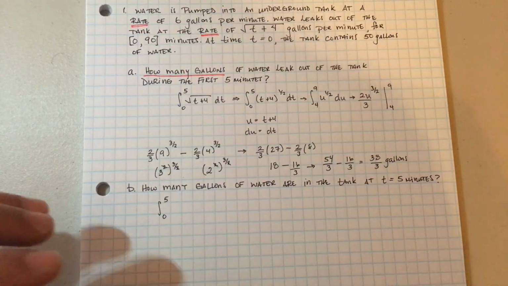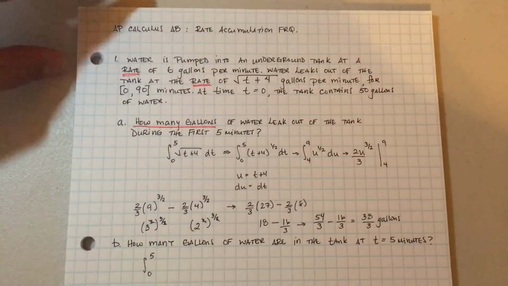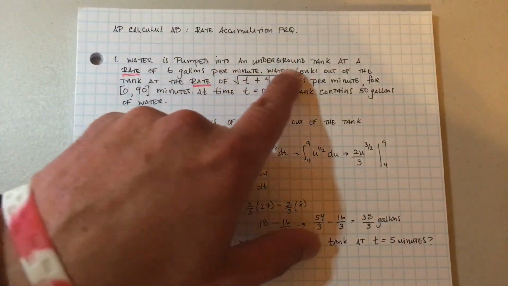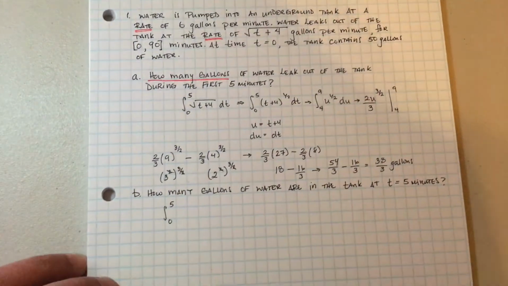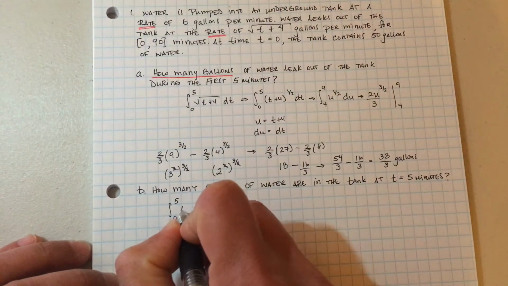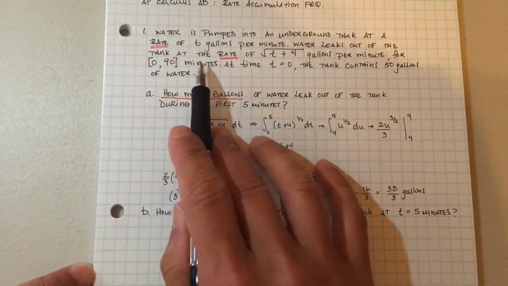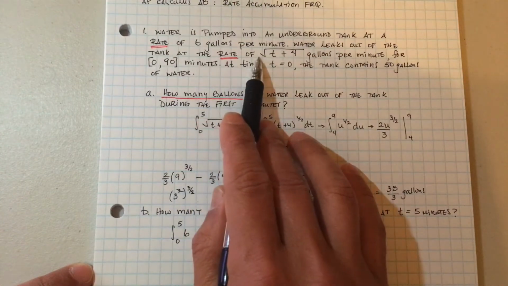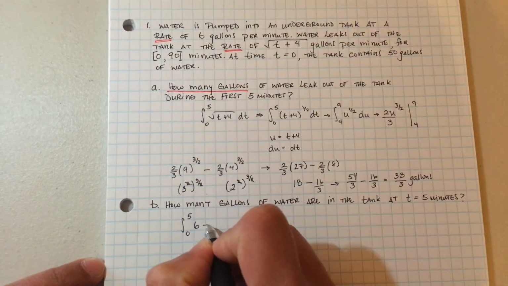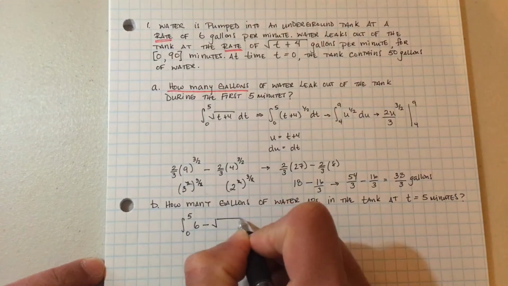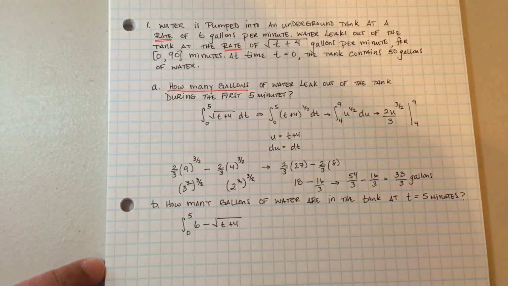Okay, now what's going on here? Now notice here, look at your rates. Water is being pumped into the underground tank at a rate of 6 gallons. It's going inside. Okay, cool. It's going in, so it's positive 6. But look at this, and then we have another rate that does what? It's leaking out. So I'm going to do this, minus the rate that it's leaking out, which is square root of t plus 4. Okay, you see how I did that?